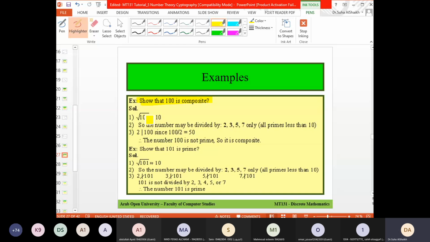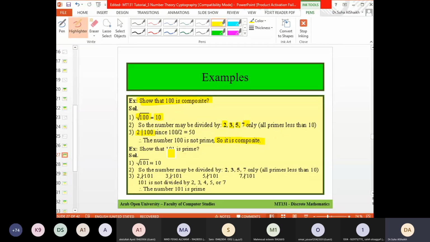So if you want to show me that the 100 is composite, we find the root of the 100, which is equal to 10. We list all the primes less than 10, عندي 2 عندي 3 وعندي 5 وعندي 7. الحين we try to check if the 2 divides the 100. Yeah, the result is 50. بما إن واحد فيهم is dividing, then the number is composite. طبعا also the 5 divides, but I just want to prove it's composite, so 1 divisor is enough.